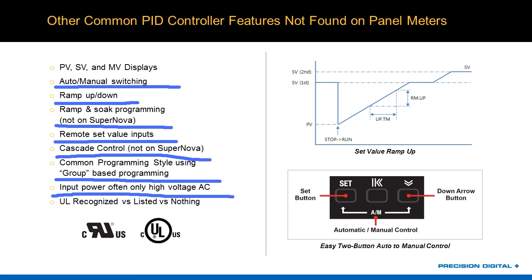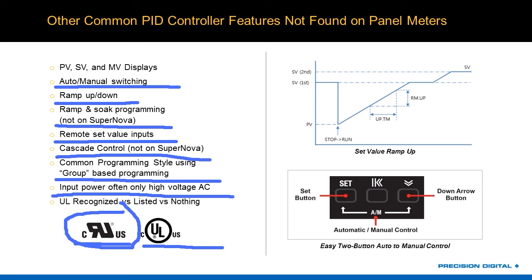And then lastly here, a lot of PID controllers are UL recognized versus UL listed. UL listed is sort of a standalone device, for example, a panel meter. UL recognized means that you are a component in a UL listed system usually. So if you're a UL panel shop and you're looking at PID controllers, you're looking for UL recognized. That is what the approval would be.